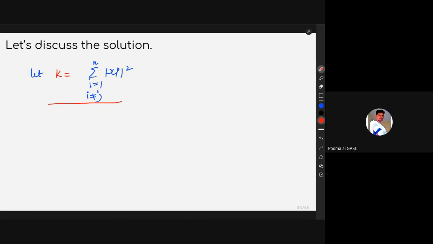Or another way to write it is that I'm adding xi square from 1 to n, but subtracting xj square. Now this summation is nothing but the Euclidean norm of x square minus xj square. And this quantity is positive. Why is it positive?